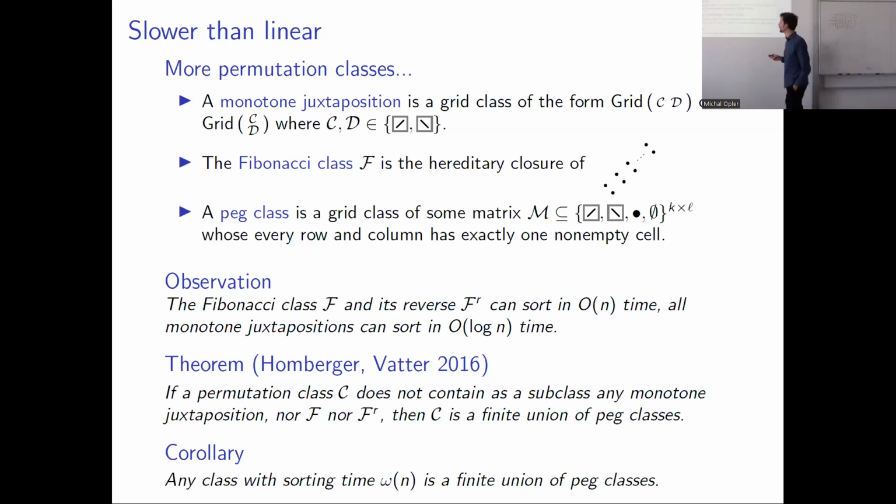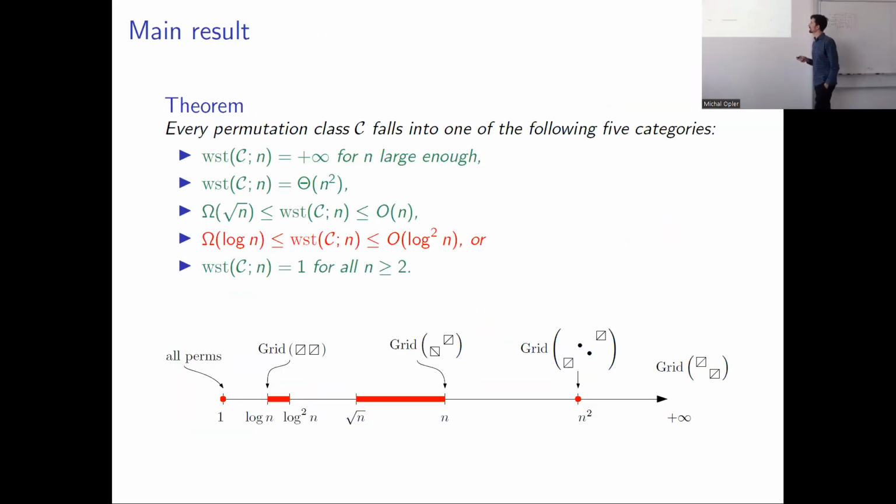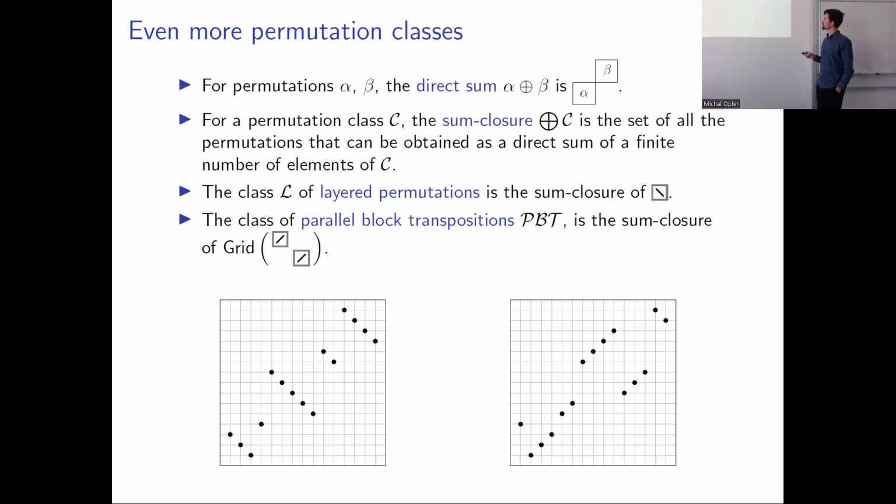Okay, and so this leaves me with the final and most fun part of this theorem, and that's the gap between log squared and square root of n. So again, more permutation classes. A direct sum of two permutations is just that I put one to the top and right of the other. And if I take a permutation class C, its sum closure is just I take direct sums of finitely many elements of C, closing it under this operation.